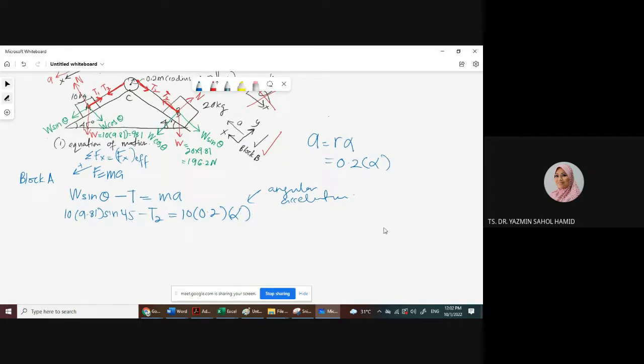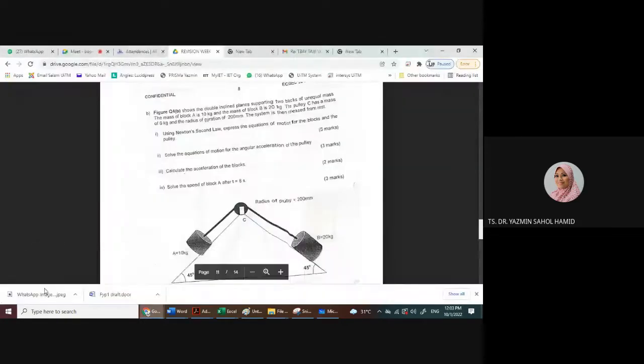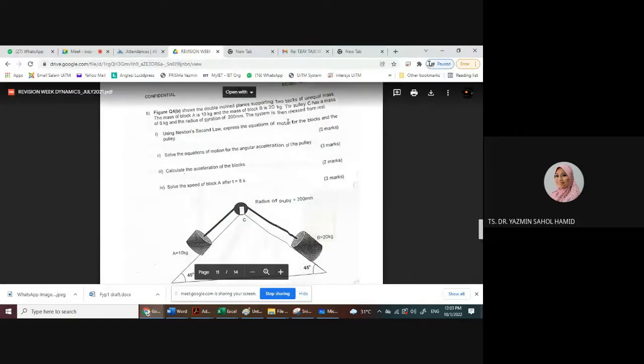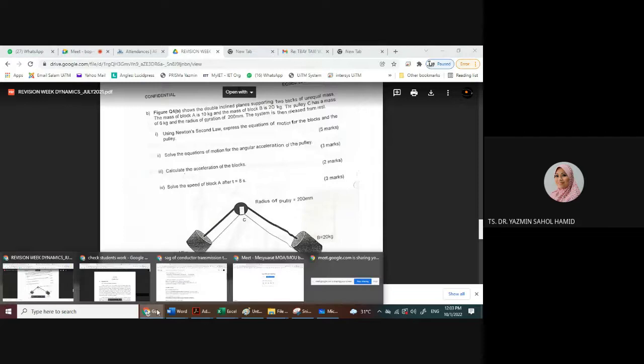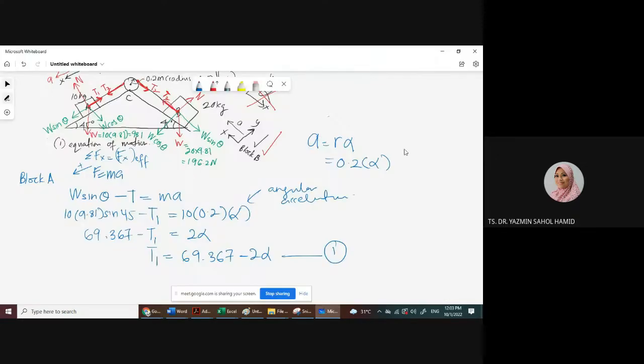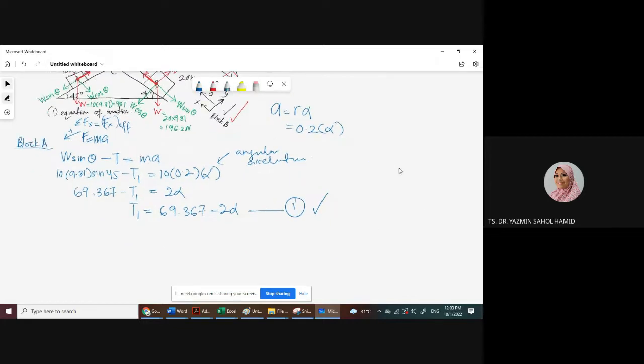Okay, so if we simplify this formula, what you get? 10 times 9.81 times sin 45 dapat apa? Did you get same as me? 69.367 minus T1 equals to 2 alpha. So, sorry, kenapa saya tulis T2? You all tak betul kan? It should be what? T1. T1 equals to, kalau T1 bawa sebelah, so 69.367 minus 2 alpha. So this is the equation. You must look at the question. The question is, using Newton's second law, express the equation of motion of the blocks and the pulley. So maksudnya for this question, dia nak equation of motion of the blocks and pulley. Now, you baru buat untuk block A. So, this is the equation of motion for block A using Newton's second law. So, class, boleh tak you do for block B? Supposingly, you get it right.